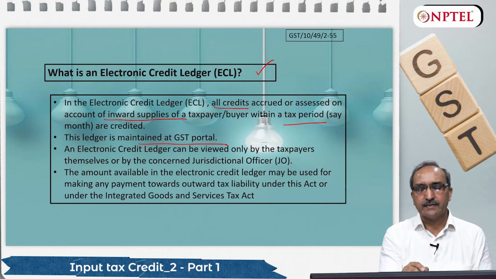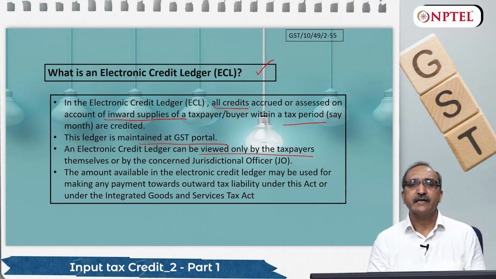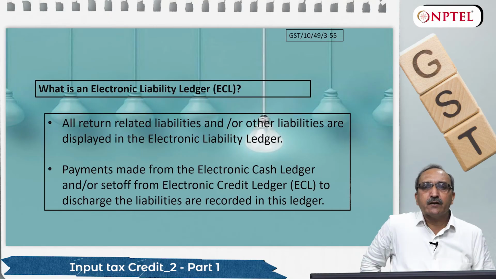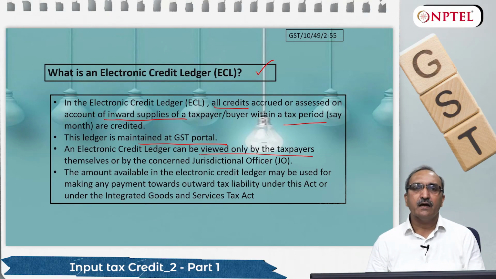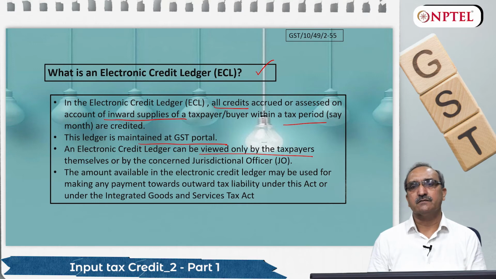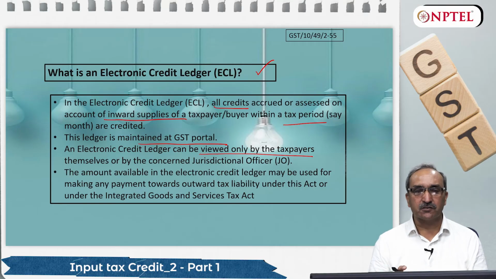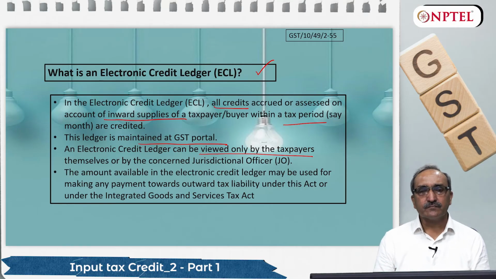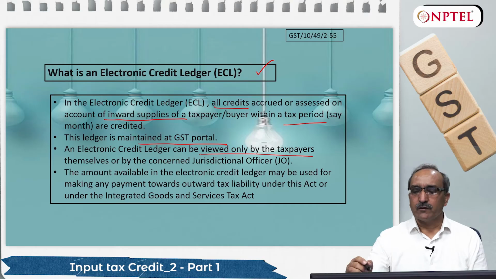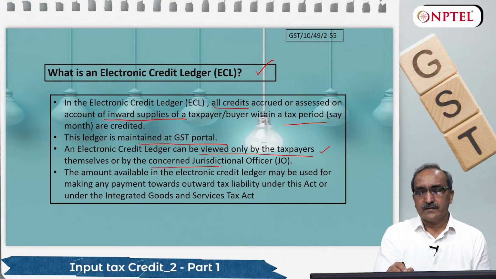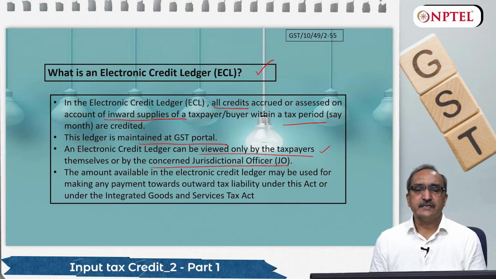Then the electronic credit ledger can be viewed only by taxpayers. So any individual cannot access the credit ledger of anyone unless you have a proper login ID and password at the GST portal, and you have a GST number, meaning you are a registered person on the GST portal. Then you will be able to access your credit ledger, or it can be viewed by the officers of your area.